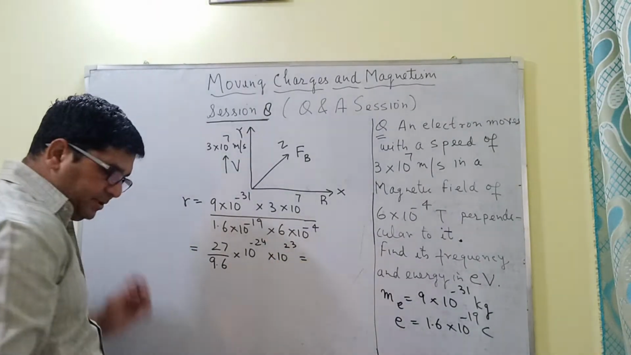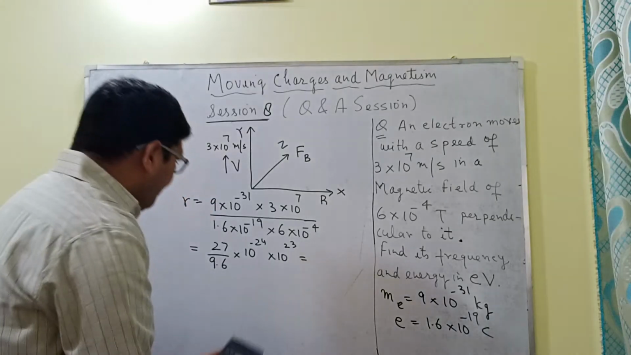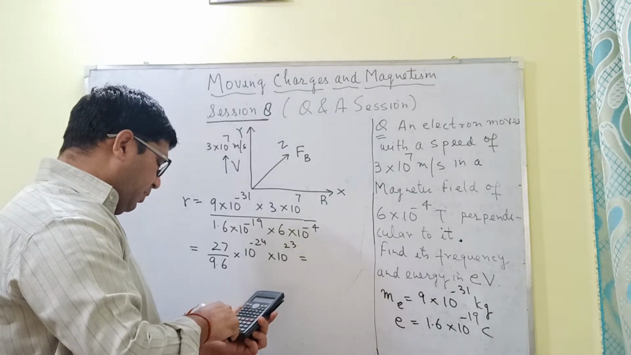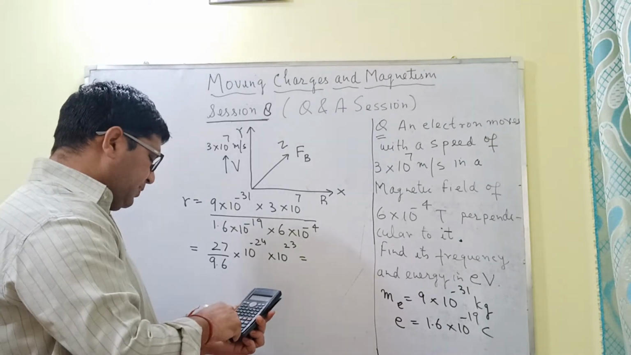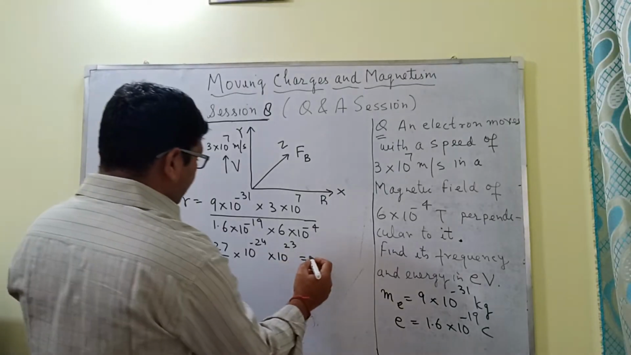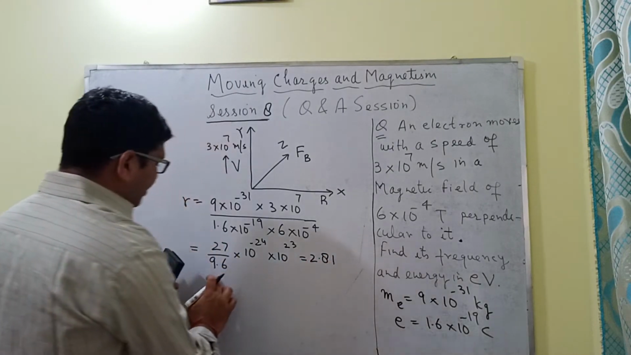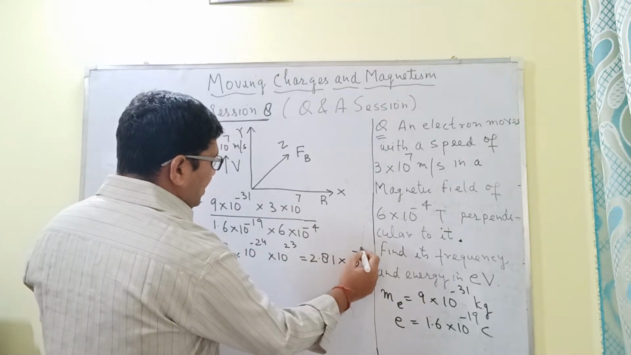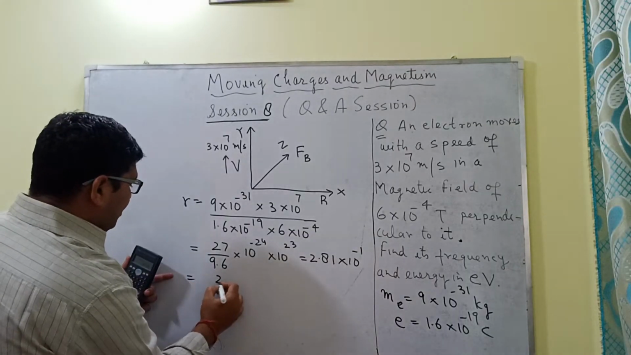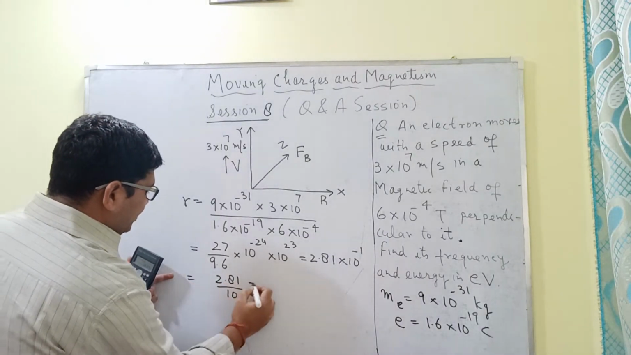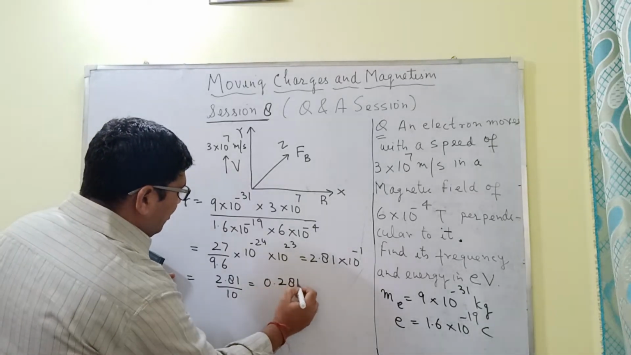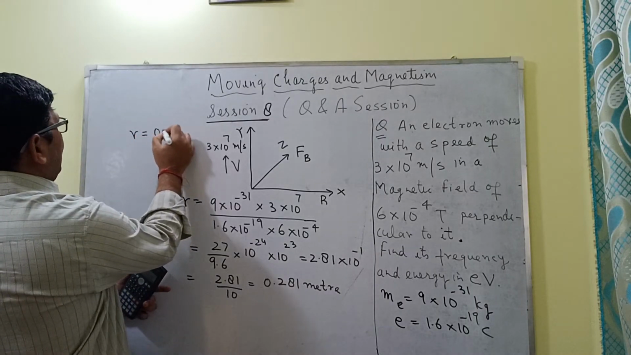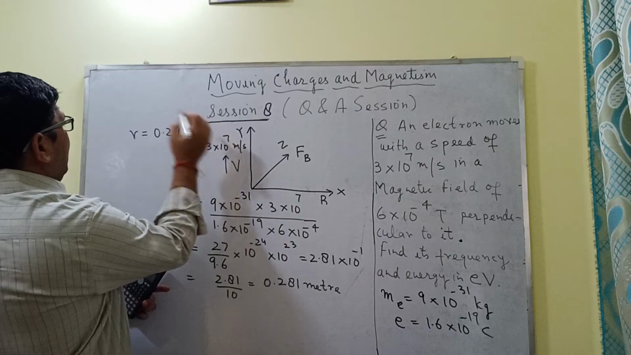So finally I am getting 27 divided by 9.6, which is 2.81. So this is the value, into 10 to the power minus 1. So it implies that R will be equal to 2.81 divided by 10, which is equal to 0.281 meters. So R, that is the radius of the circular path, is equal to 0.281 meters.